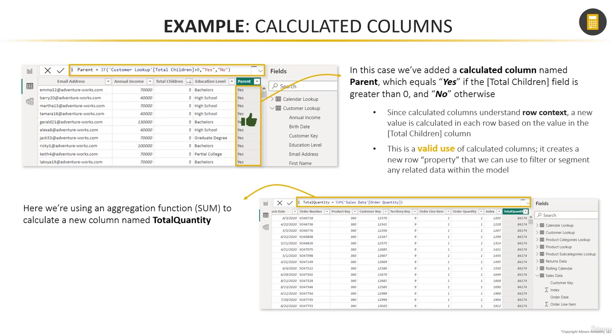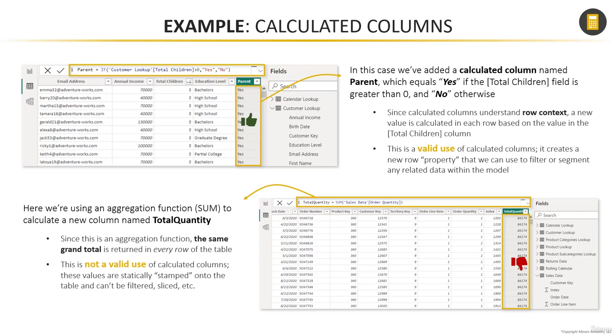In the second example here, we're actually trying to use an aggregation function. In this case, a simple sum of the order quantity field to create a new column named total quantity. But here's the thing. Since calculated columns don't understand filter context, and we'll get into that a bit more later, the same grand total is returned for every single row of the table. So it doesn't matter which row you're in. When you're calculating the value in row 1 or 2 or 3 or 4, in every single case, the sum of the order quantity field is the same sum. It's the same exact total.